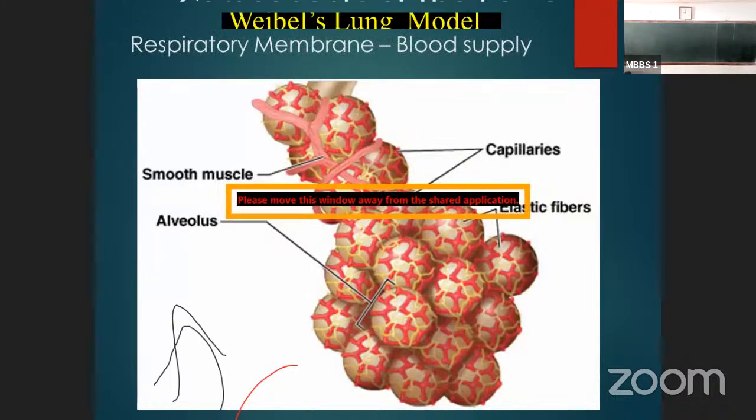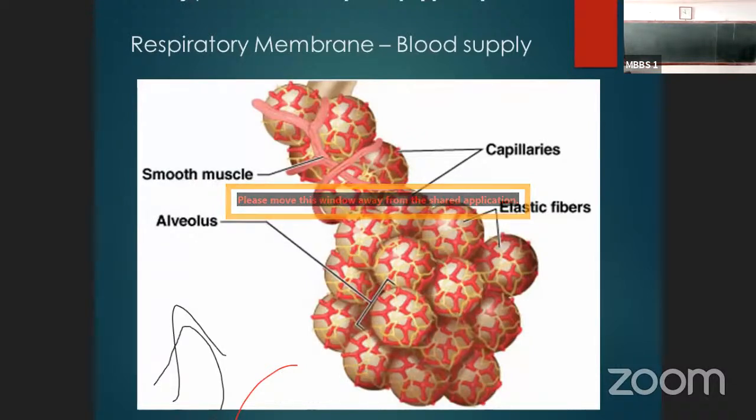This is actually the respiratory membrane. Now we are in the lungs. Here, again, we will come to the CVS. As you know, in the heart, four chambers are there.